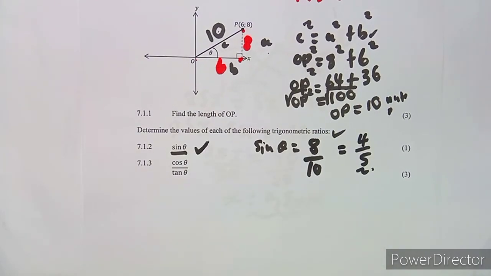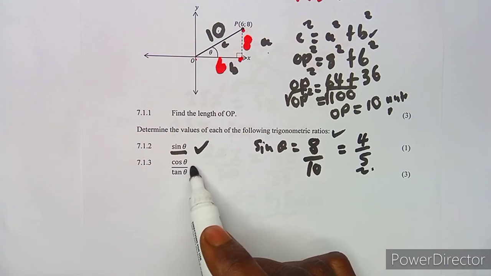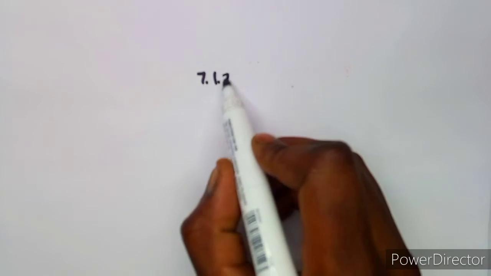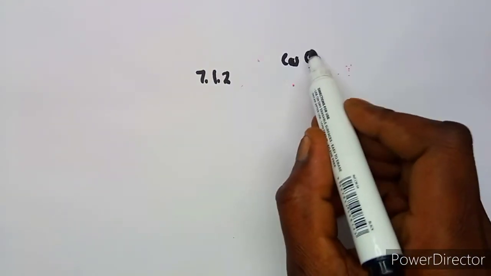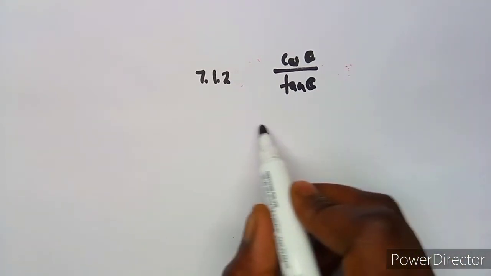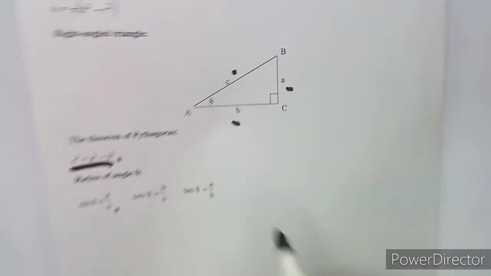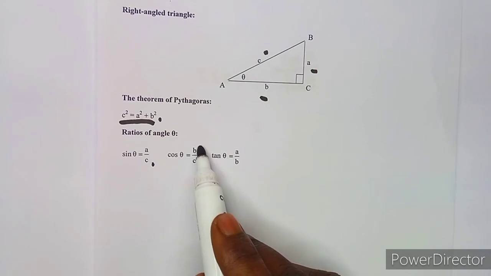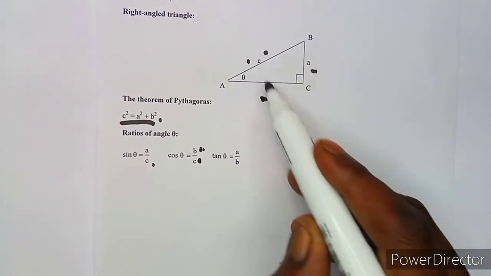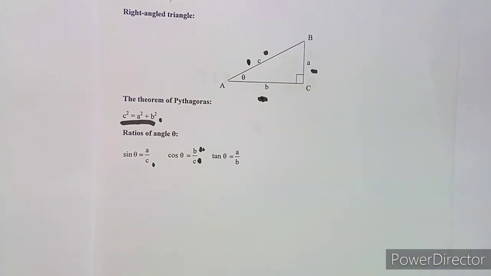All right, 7.13 is cos theta over tan theta. Okay, take note, guys, we've got two things to work on there, cos and tan. So it's cos theta over tan theta. All right, so what are we going to do? We are going to find the value of cos theta. Remember, cos is B over C, adjacent over the hypotenuse.